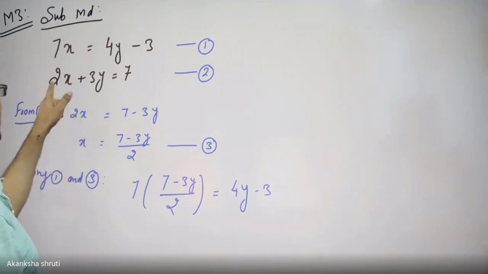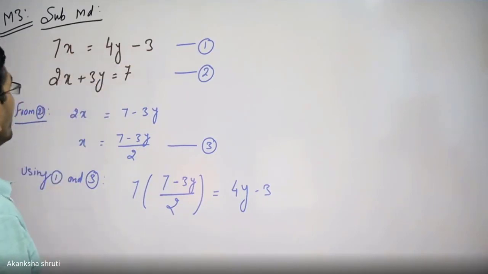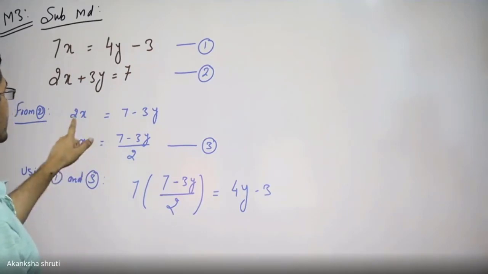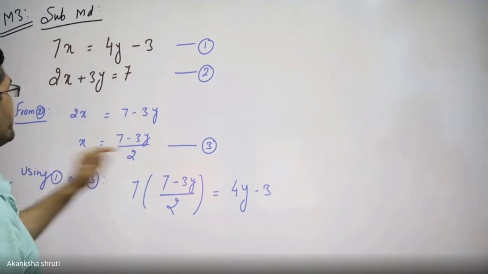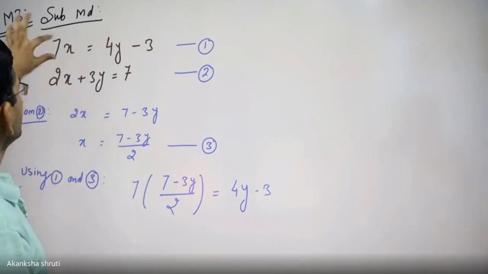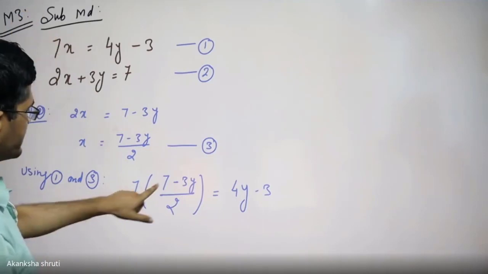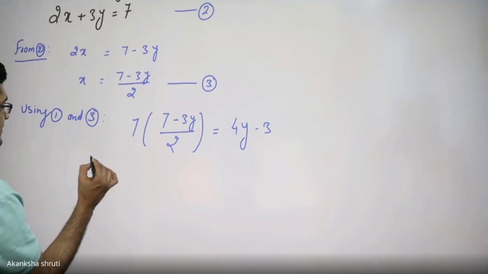This x we have calculated from equation 2. That's why we have substituted it in equation 1. The x we have calculated is (7 minus 3y) by 2. Therefore, it is substituted here. This 7 was this one, and this x was substituted as (7 minus 3y) by 2. Now we need to simplify this.